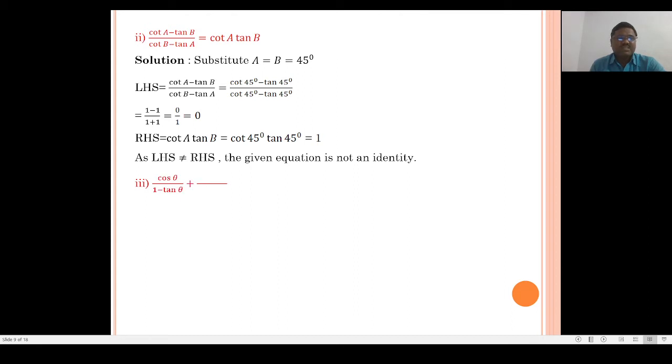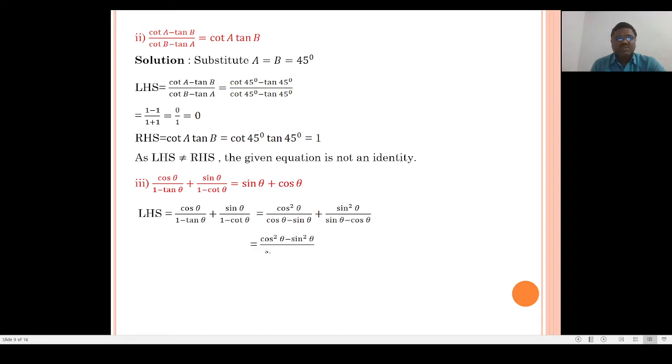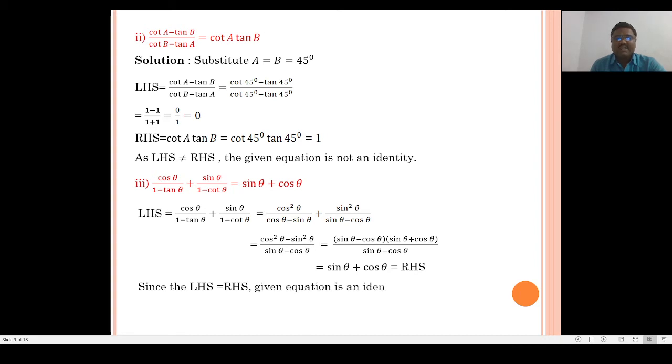Next example: cos theta upon 1 minus tan theta plus sin theta upon 1 minus cot theta equals sin theta plus cos theta. So we solve it, substituting the values of tan theta and cot theta in terms of sin and cos. We get the final answer sin theta plus cos theta, which equals RHS. So hence it is an identity. When the LHS equals RHS, we say that the given equation is an identity.